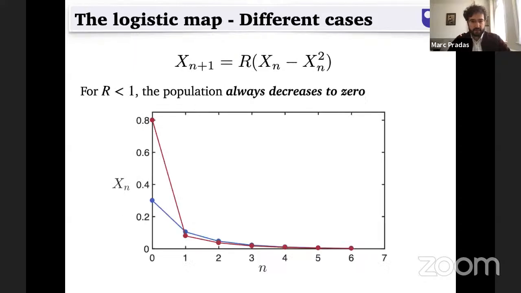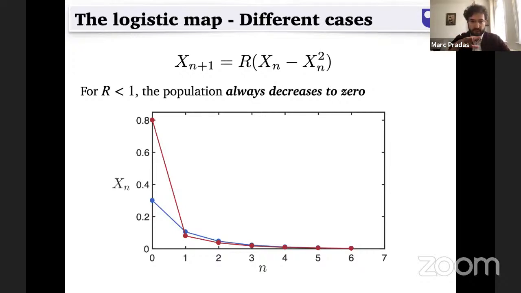So we could plot this in this graph where we have the evolution of the sequence. On the vertical axis, we have the population. And on the horizontal, we have the different iterations. So we're starting from 0.3, and we can see that it quickly goes to zero. And also if you start from a different position, again, it quickly goes to zero. So that's the crucial point. Whenever r is less than one, the population always decreases to zero independently of the initial value. So let's see what happens when r is larger than one.